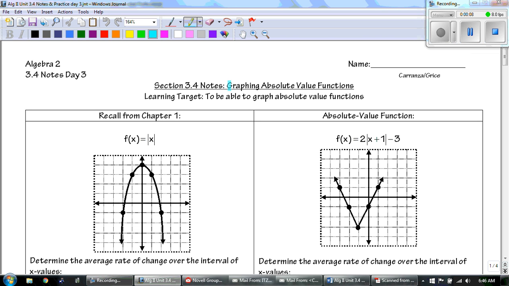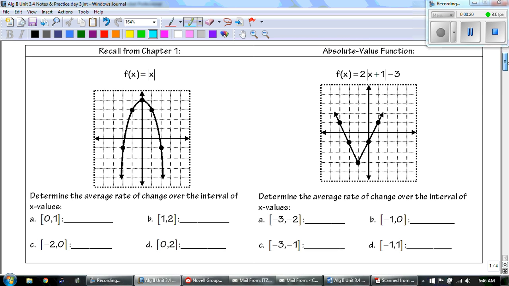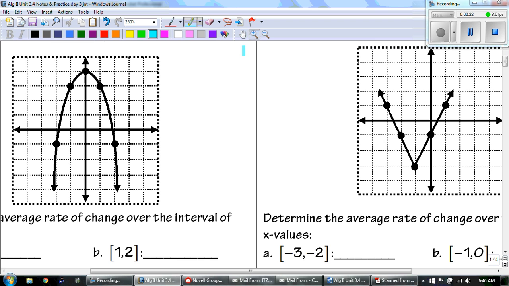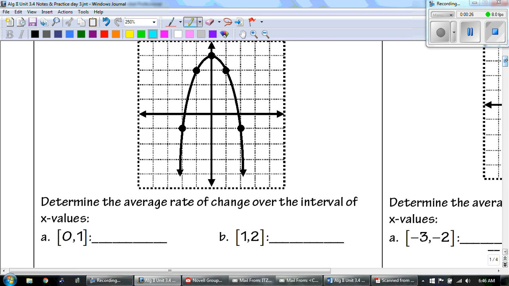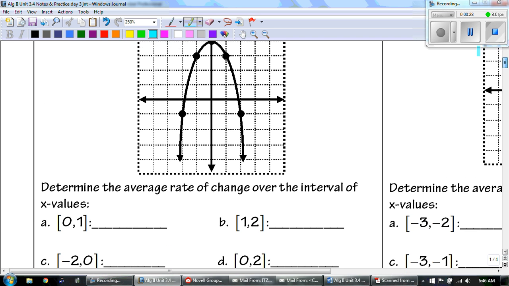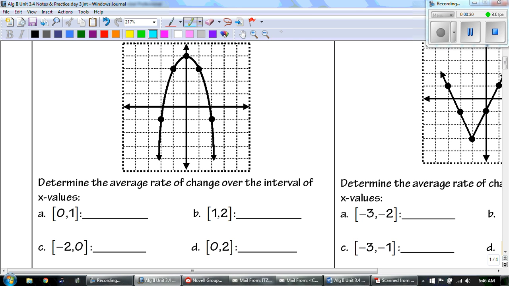Today we're continuing our discussion on graphing absolute value functions. Our learning target today is to be able to graph absolute value functions. So let's recall from Chapter 1. Oh, we got to remember stuff from Chapter 1? Yes you do. Okay. So determine the average rate of change over the intervals of x values.